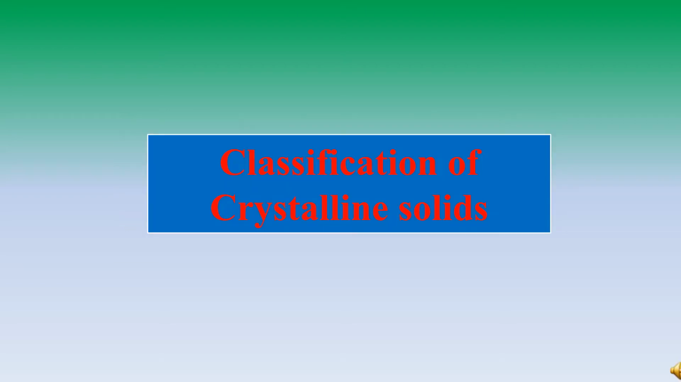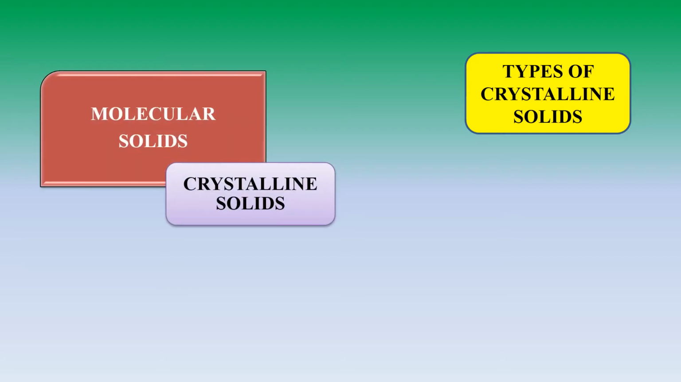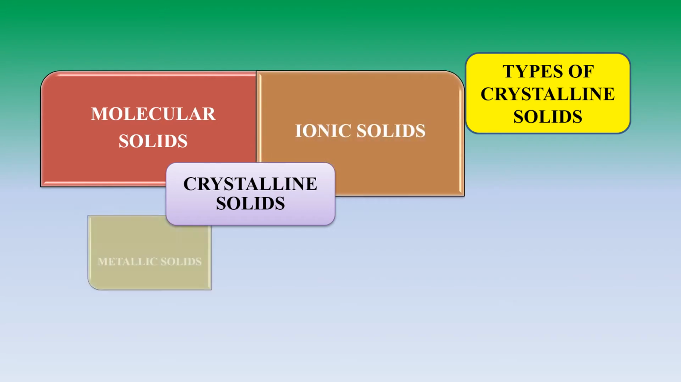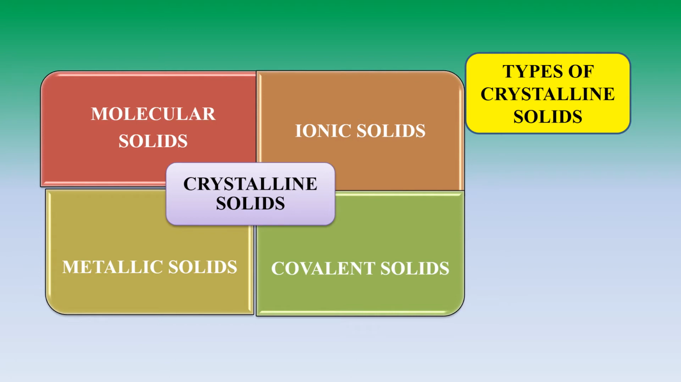Classification of crystalline solids. Let's consider the types of crystalline solids. Based upon the types of constituent particles and the interaction between the constituent particles, crystalline solids are classified into first one molecular solids, second one ionic solids, third one metallic solids, and the fourth one is covalent solids.